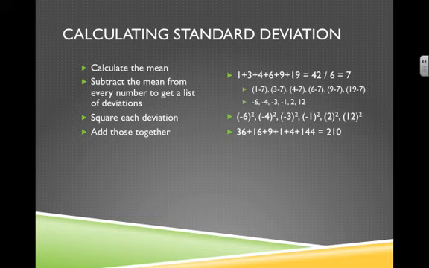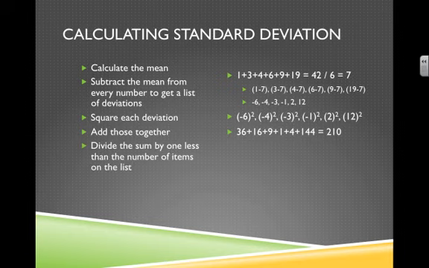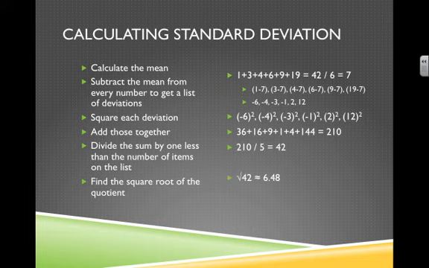I add those squared numbers together, and in this case it gives me a result of 210. Then I divide that 210 by 1 less than the number of items on the list. So there are 6 numbers on the list, so I will subtract 1 from 6 to get the number 5, and I will divide 210 by 5, which gives me an answer of 42. Then I take that 42 and I calculate the square root, which gives me approximately 6.48, and that is the standard deviation.